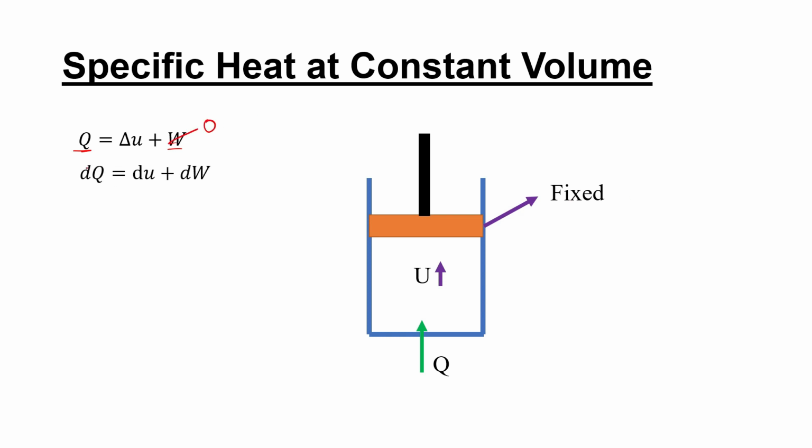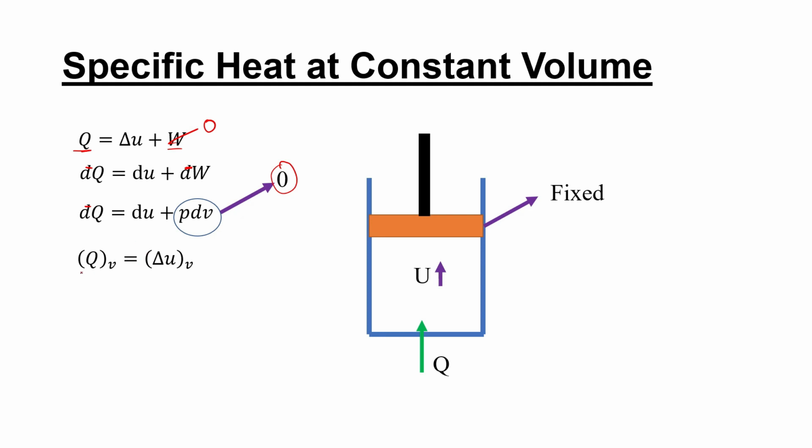So you can see that in differential form, dq is equal to du plus dw. Suppose this piston moves, then dq is equal to du plus p dv, p into dv. We are assuming the piston is moving, and this we have already seen. This is called displacement work, a type of work. So if the piston is not moving, then this will be 0. That means dq is equal to du.